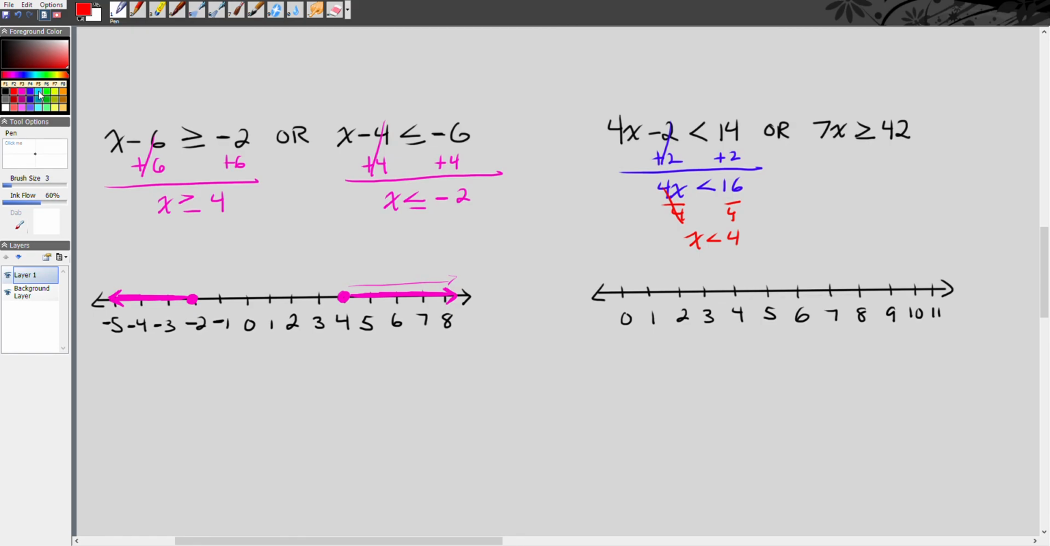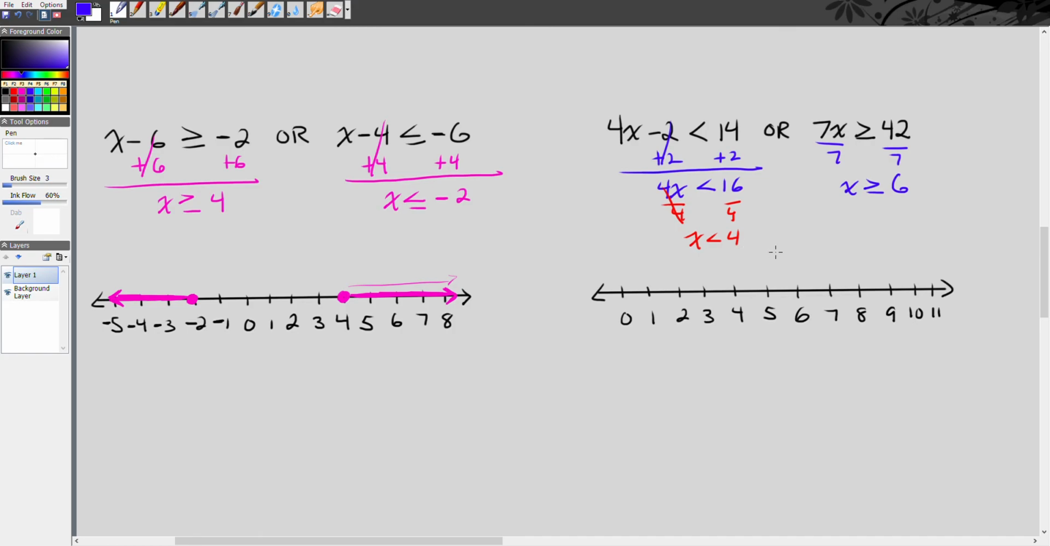On the other side, 7x is greater than or equal to 42. We just have to divide by 7, and we get the answer x is greater than or equal to 6. So again, impossible to be less than 4 and greater than 6 at the same time. So let's take a look at our graph.